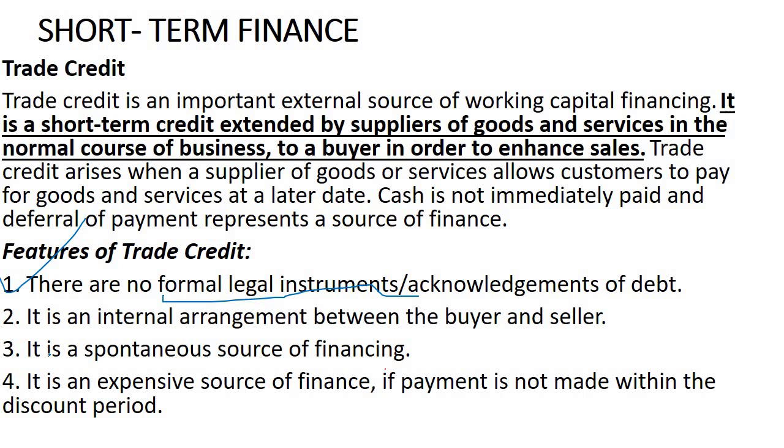Because the supplier also wants to build a relationship with the organizations, to keep supplying to them, to be a permanent supplier of that organization. So the supplier sometimes gives trade credit when the organization needs such credit. It is an internal arrangement between the buyer and the supplier, so there are no legal formalities involved.